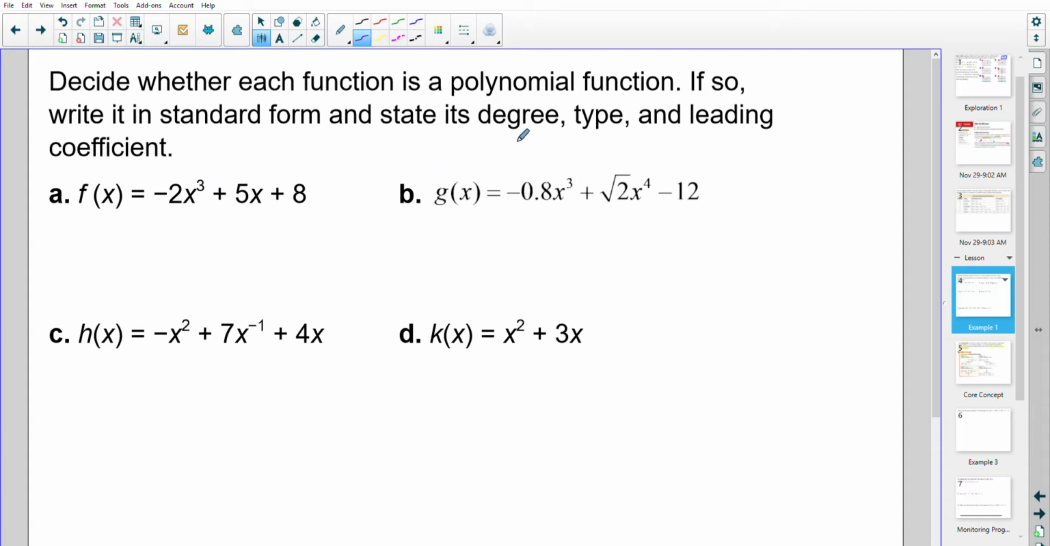And if I think about the degree, it is going to be 3. The type is going to be a cubic, and the leading coefficient is going to be -2. This, although you have a square root of 2, it is a real number. So this is a polynomial. This was a polynomial. This is a polynomial. And again, the leading degree is going to be 4. That's the degree, so that's a quartic.